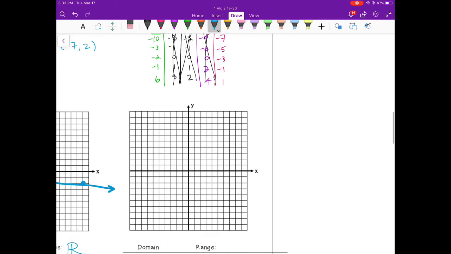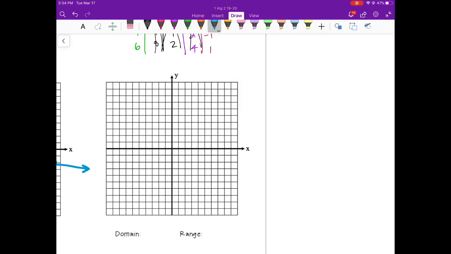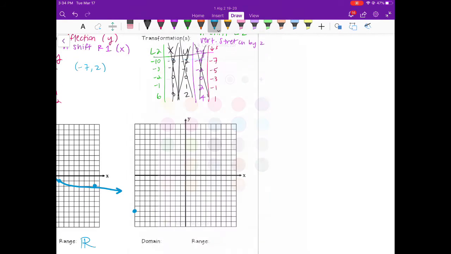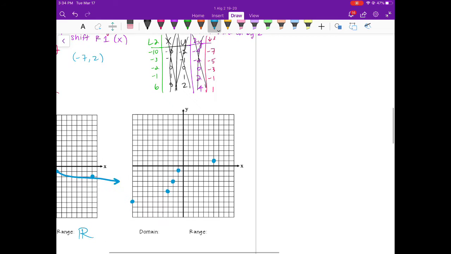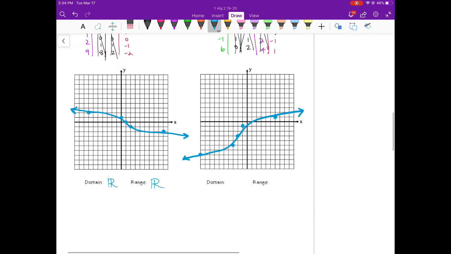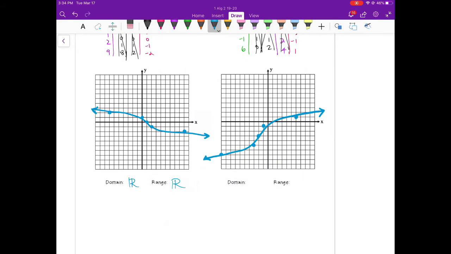So we've got (-10, -7). So left 10 and, okay, down 7. Next point is (-3, -5). So we move left 3, down 5. (-2, -3), (-1, -1), and (+6, +1). So this curve is a little bit steeper, which checks out because it is a vertical stretch by 2. Good enough. And what is our domain and range for this? All real numbers for both.